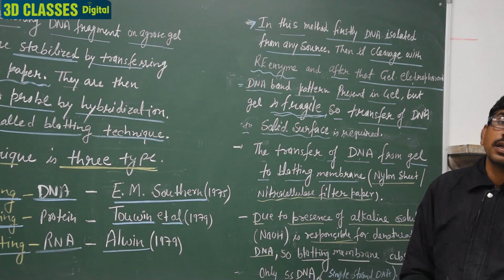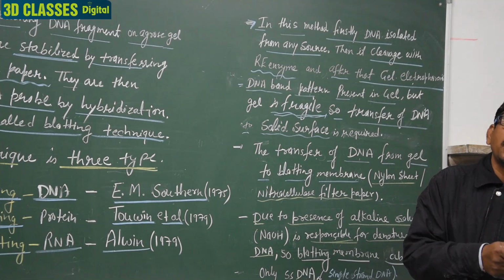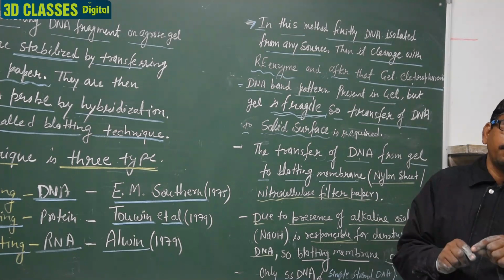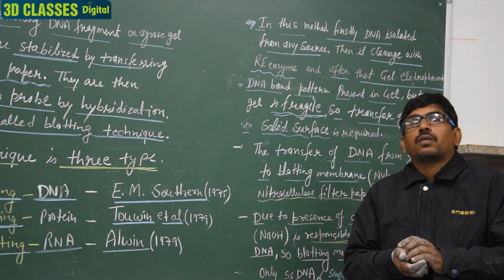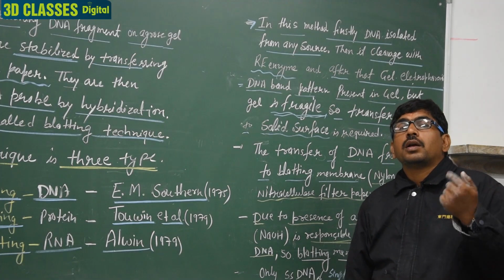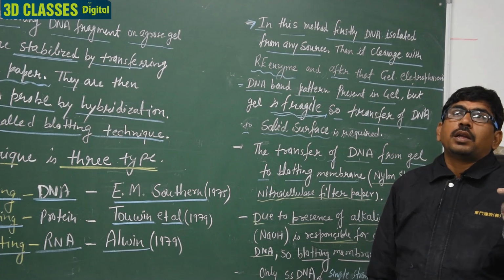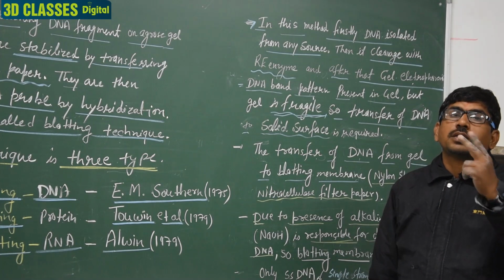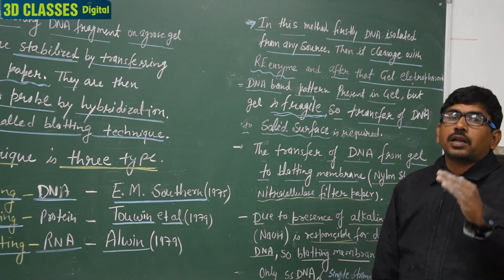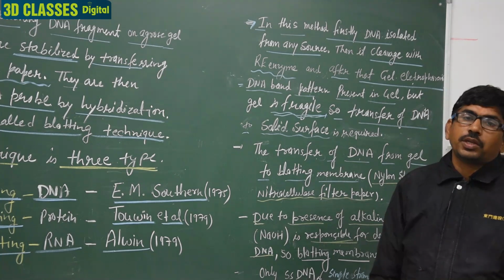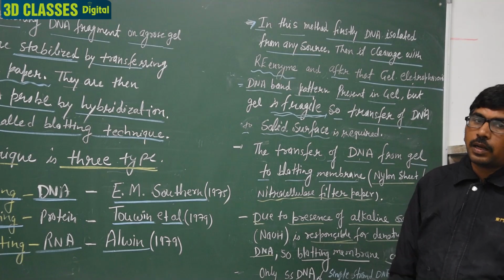So what is the difference between the gel DNA and the blotting DNA? The pattern is the same. Both types of DNA pattern is the same, but in the gel the DNA is dsDNA, double stranded DNA, but in the nylon sheet it is ssDNA. Clear? That is the differentiation between the gel and the nylon sheet or floating membrane DNA.